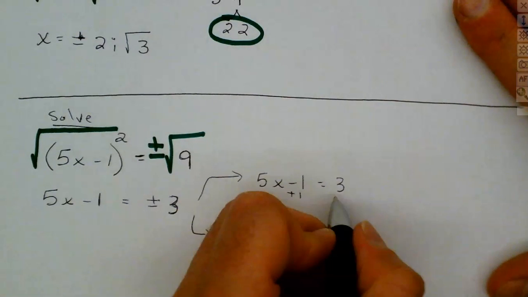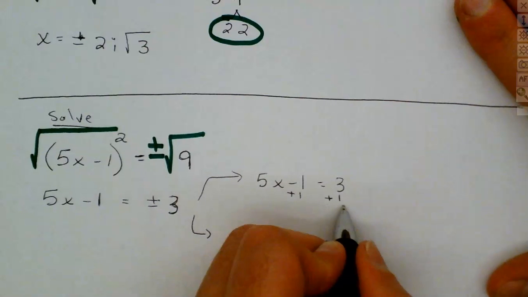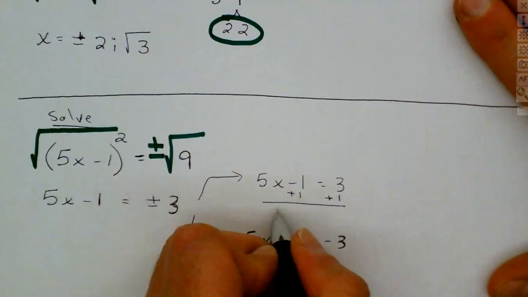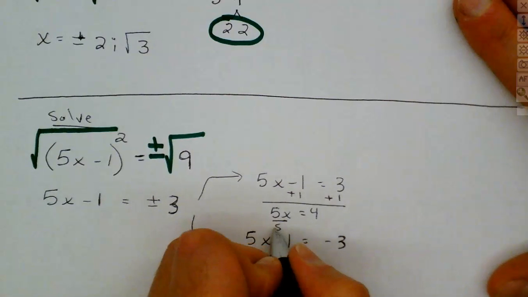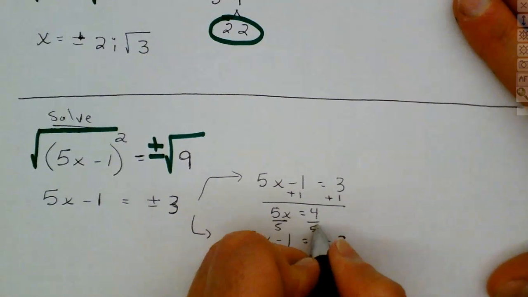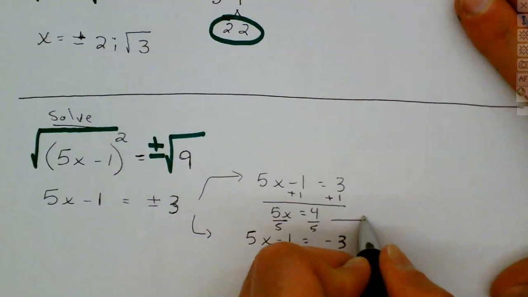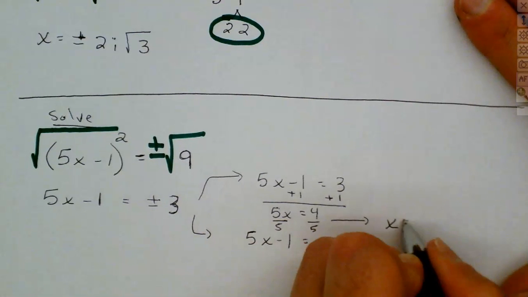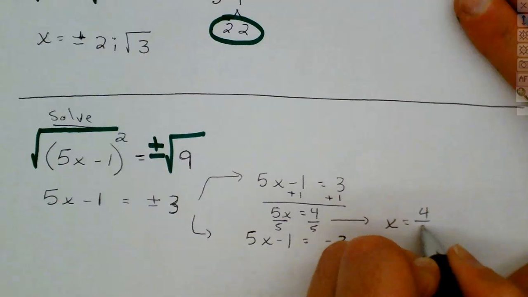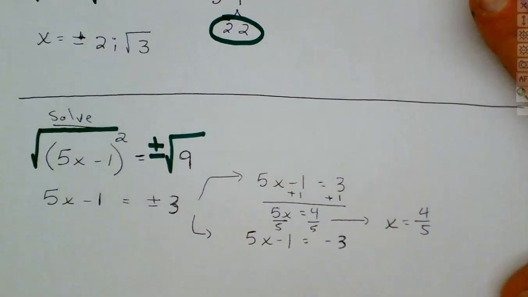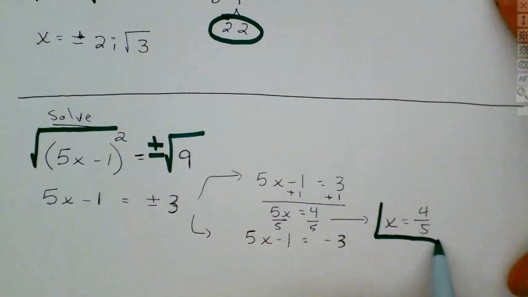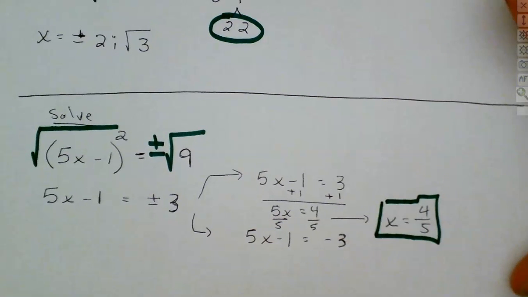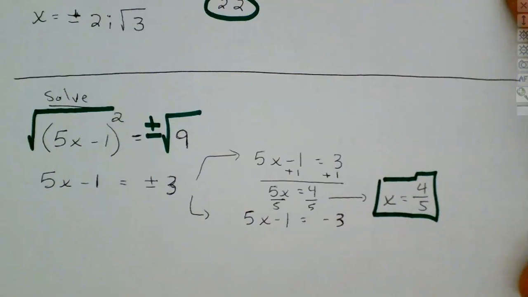So we're going to begin with our first one. We're going to add that 1. And so that gives me 5x equals 4. We're going to divide by our 5. And now we have x equals 4/5. So there's your first one.